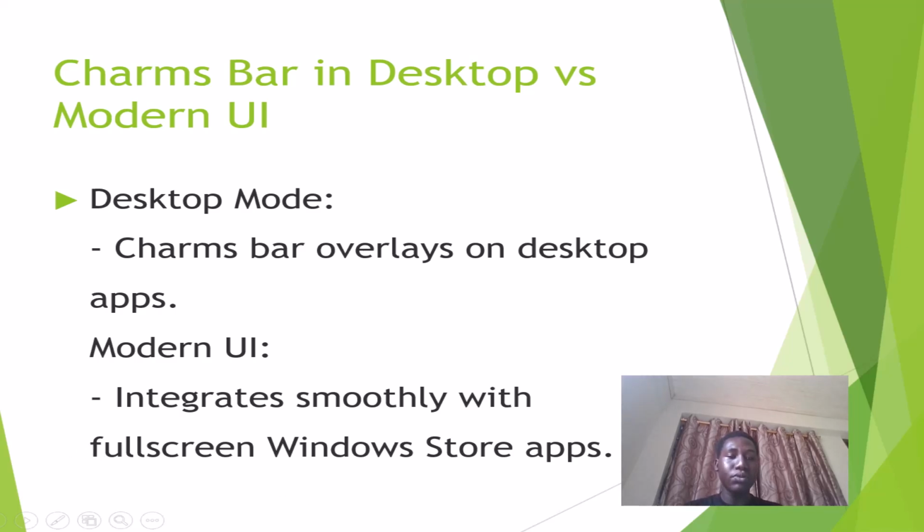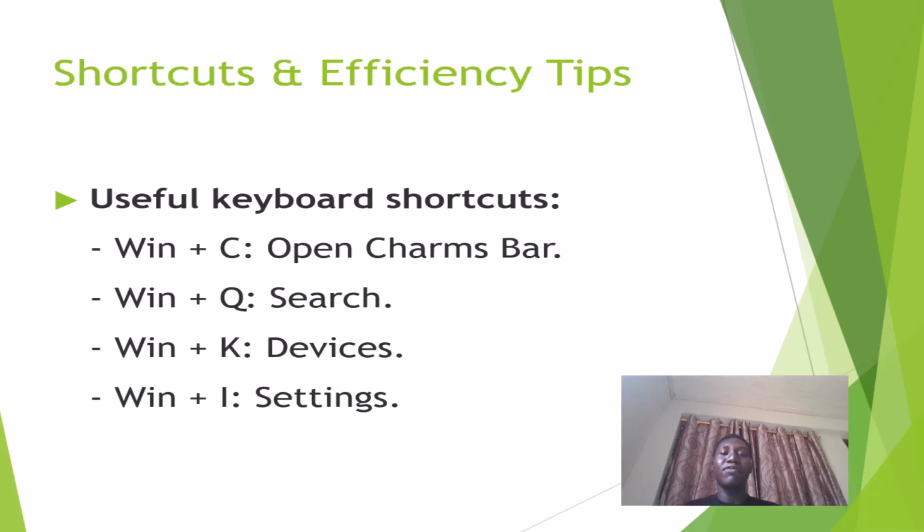So we move on to the shortcuts and efficiency tips using the keyboard. The first one is Windows plus C. It opens the Charms Bar. The second one is Windows plus Q. It opens the search. And the third one is Windows plus K. It opens the devices. The last one is Windows plus I. It opens the settings. I'll end there for my colleague to continue with the next slide.